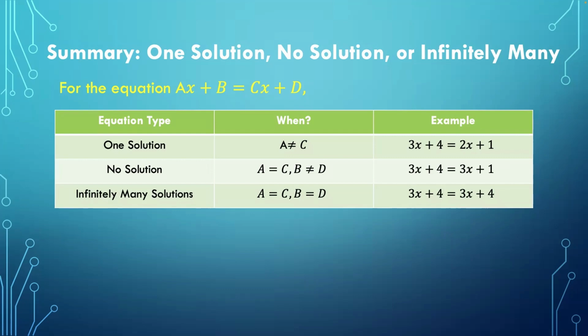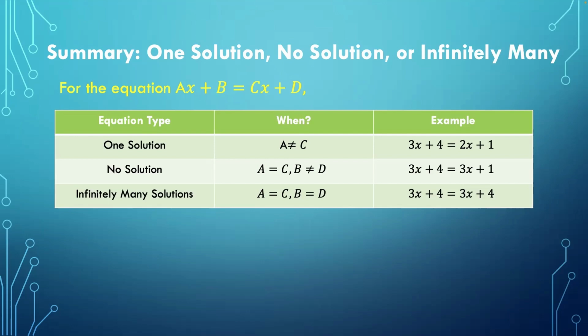We start with the equation in the form ax plus b equals cx plus d. Depending on the values of a, b, c, and d, this equation can have one solution, no solution, or infinitely many solutions. One solution happens when the coefficients of x are different. In other words, a is not equal to c. Geometrically, that means the two lines have different slopes and intersect at exactly one point. For example, 3x plus 4 equals 2x plus 1 has one solution, x equals negative 3.